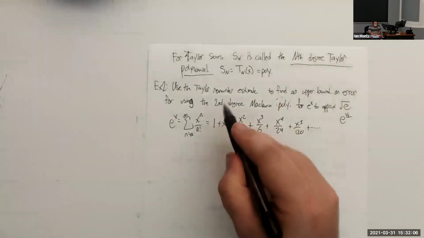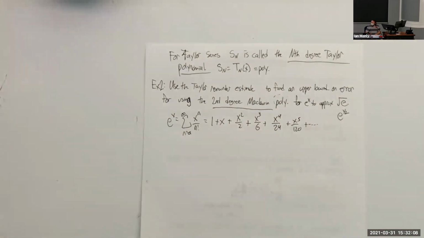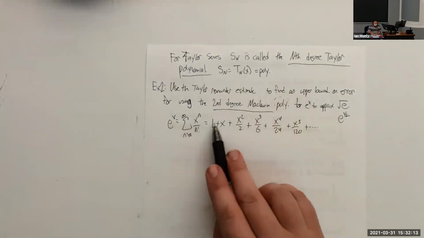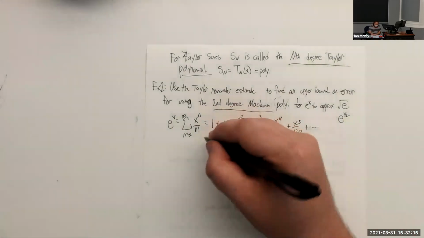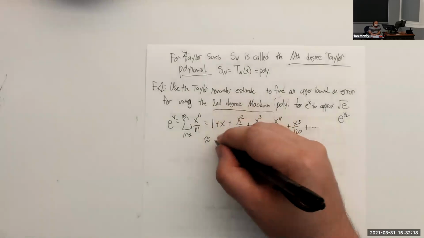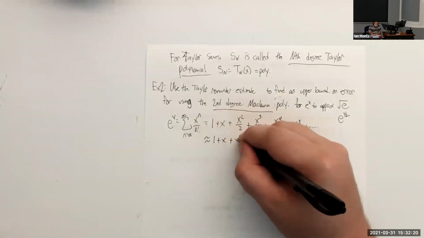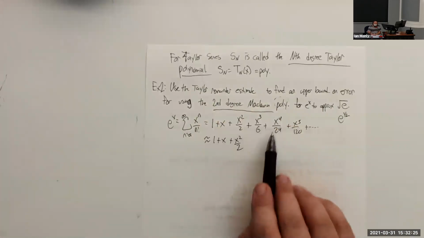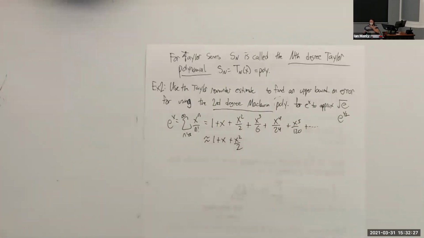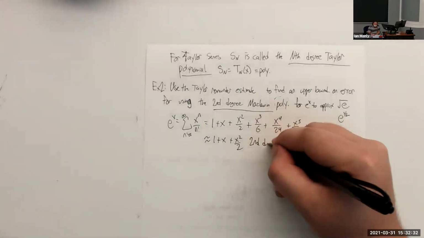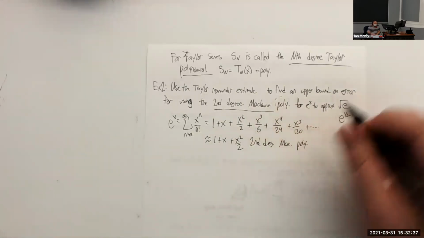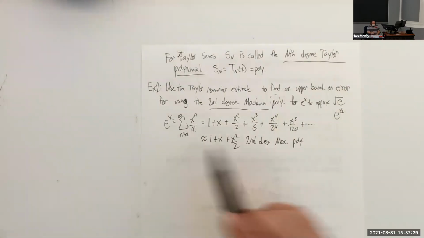Now, what I want to do is use the second degree Maclaurin polynomial. So what I'm going to say is that e to the x is not exactly equal to all of this, but maybe it's at least approximately equal to 1 plus x plus x squared over 2. So it's not going to be exactly equal because we're missing all these terms back here, but maybe it'll at least be close to 1 plus x plus x squared over 2. So this is the second degree Maclaurin polynomial. And it's called a Maclaurin polynomial because this came from a Maclaurin series.